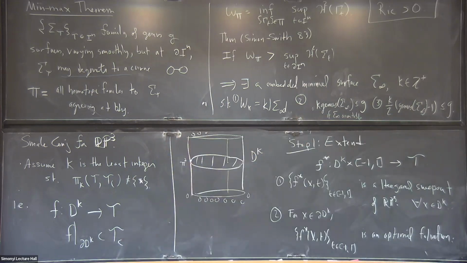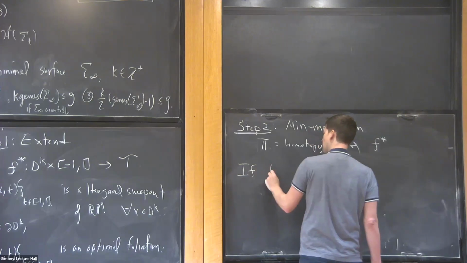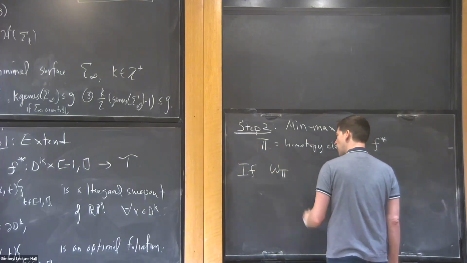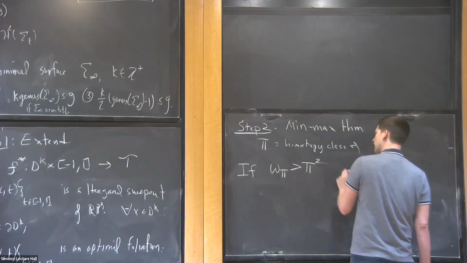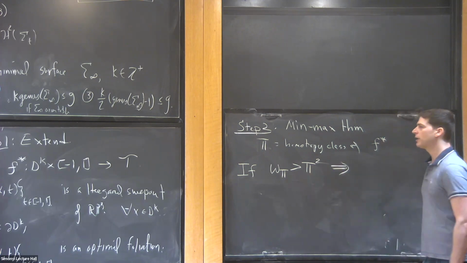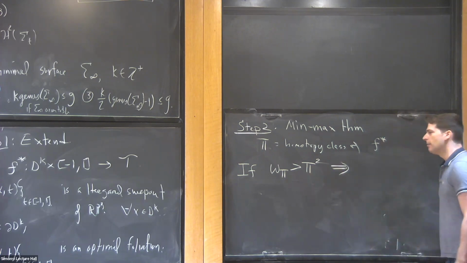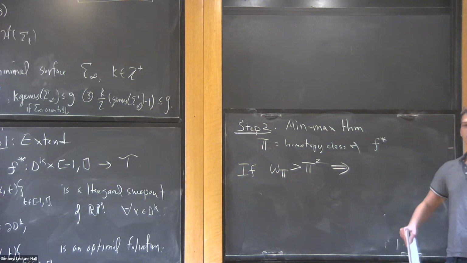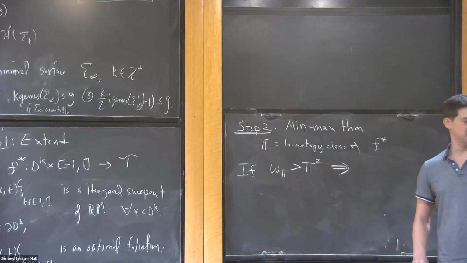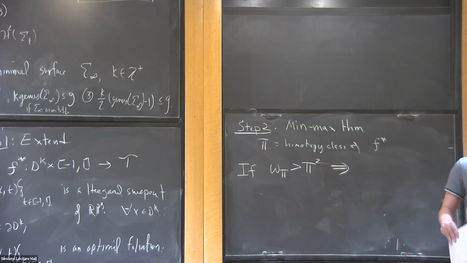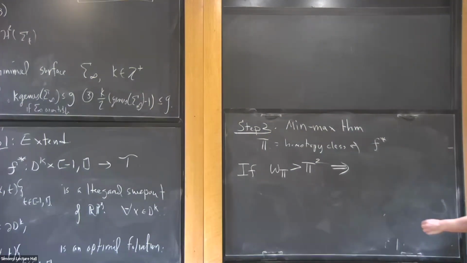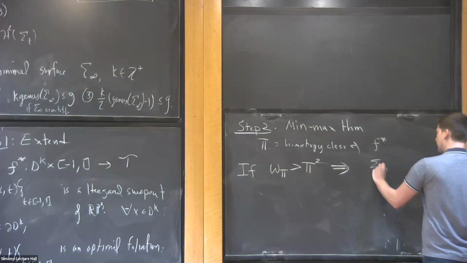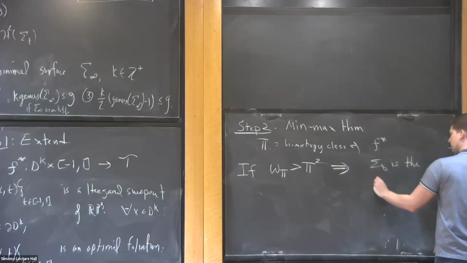So the min-max theorem says that if the width of this k plus 1 parameter family is bigger than what we see at the boundary, then we get a critical point. But what critical point can we get? Well, again, it's a sweep out of tori, and we can never get a sphere, and we cannot get RP2 with some multiplicity because of this multiplicity 1 theorem. So all you can get is the Clifford torus itself. So that means sigma infinity is the Clifford torus.